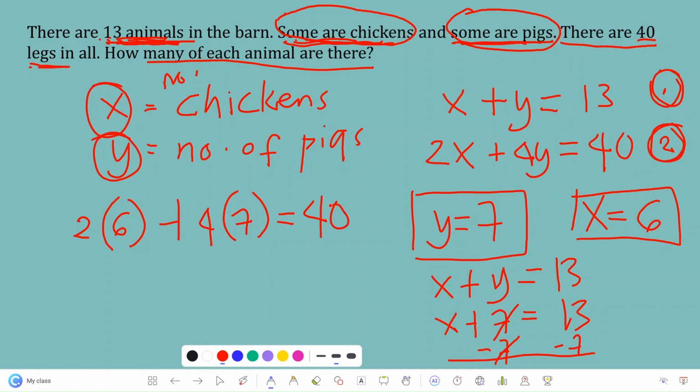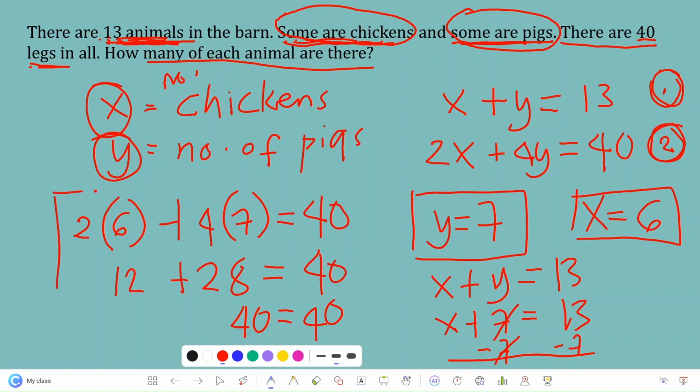So, ito ang systems of equation. Kailangan hanapin mo ang values na ang ordered pairs na which will prove both equations correct. Okay? So, 2 times 6 is 12 and 4 times 7 is 28. Should be equal to 40. And indeed, 40 is equal to 40. So, dito, tama ang value ng x and y is 6 and 7.